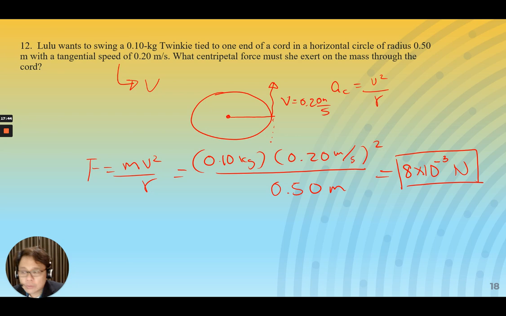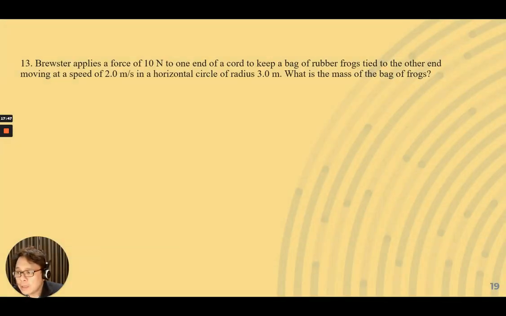Okay, let's go to the next problem, number 13. Brewster applies a force of 10 newtons to one end of a cord to keep a bag of rubber frogs tied to the other end, moving at a speed of 2.0 meters per second in a horizontal circle of radius 3.0 meters. What is the mass of the bag of frogs?